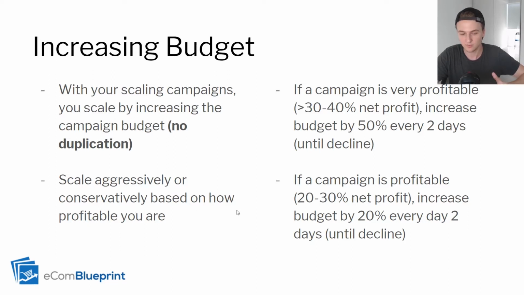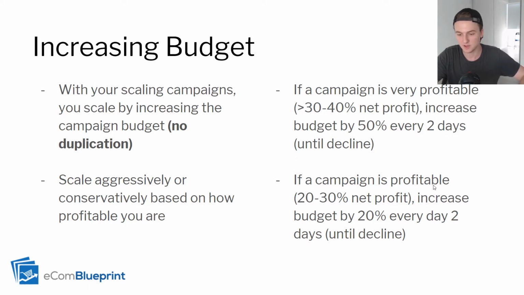If you're not profitable, you don't want to scale. If you're really profitable, you want to scale. So here are some guidelines for you. If a campaign is very profitable, over 30 to 40% net profit, you want to increase the budget by 50% every 2 days until you see a decline below this level, right?